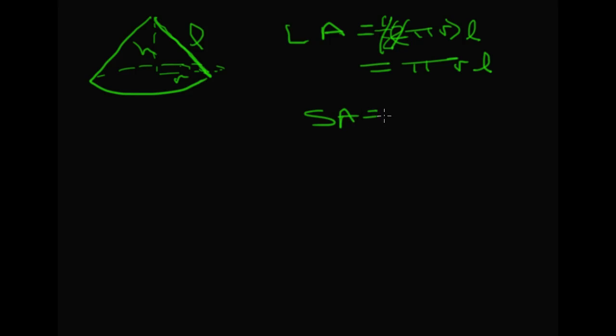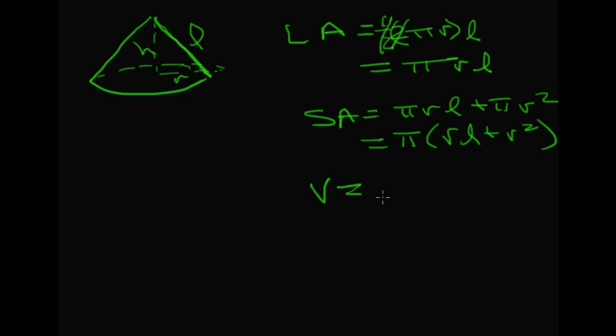The surface area, well, is that pi r l plus 1 times the area of the base, which is pi r squared. If I factor out the pi, I get pi times r times the slant height plus r. So that will get me the surface area. And following from the pyramid, I should get a third of the cylinder, which is a third times pi r squared h. So again, these are the significant formulas that you need to know for finding lateral area, surface area, and volume of a cone.